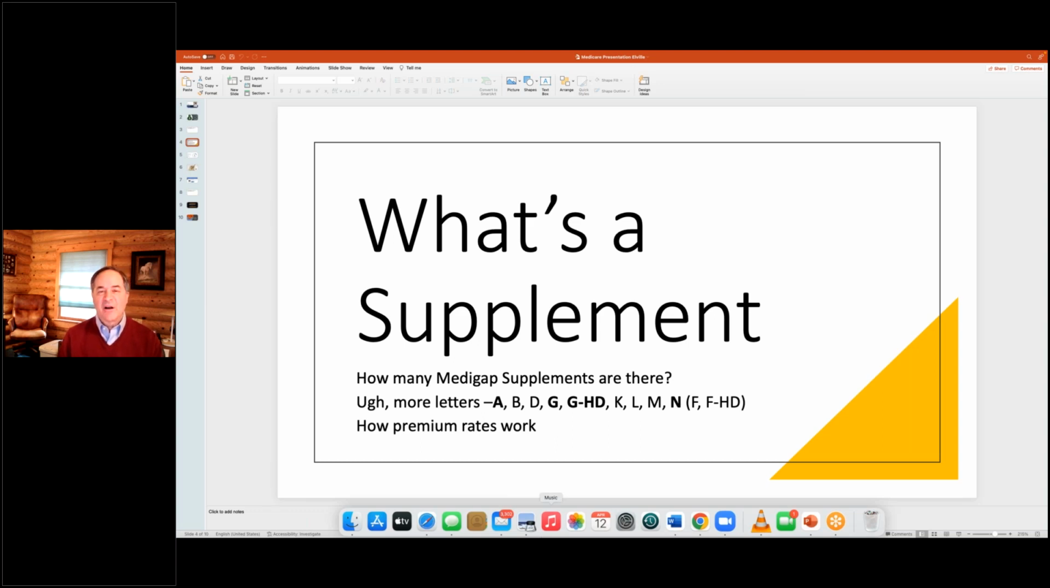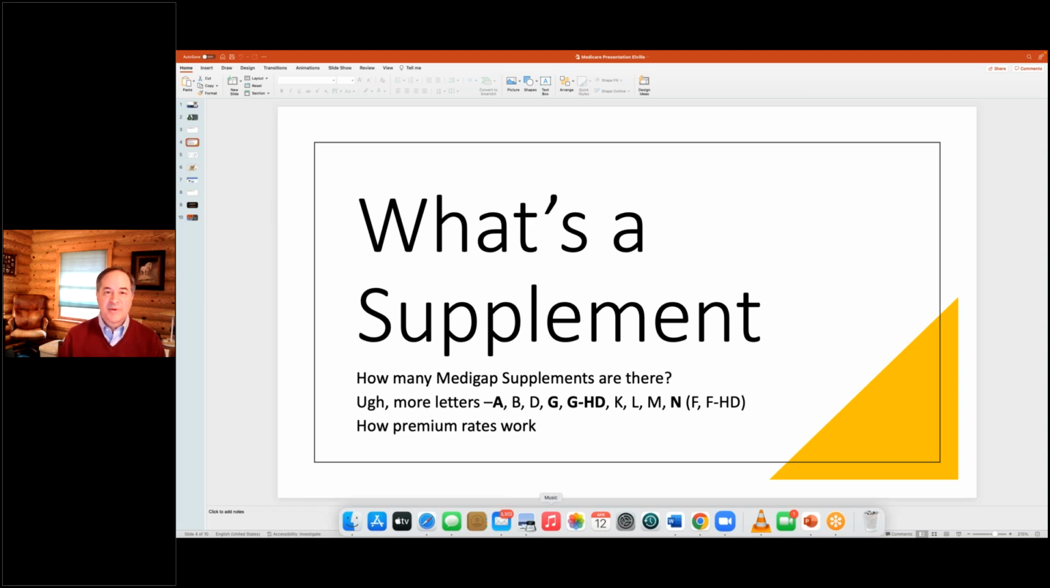G and G high deductible, they're popular plans. The G high deductible, most people don't want because it is high deductible, meaning you have to pay $2,490 out of pocket first before it even kicks in. And then on top of that, you still have a $233 deductible on Part B. But anyhow, is the premium low? Sure, it's real low.